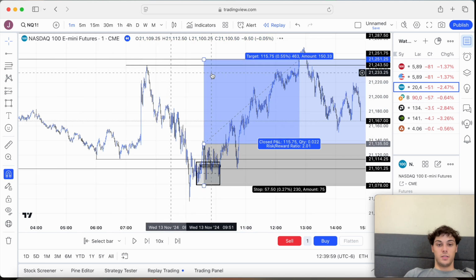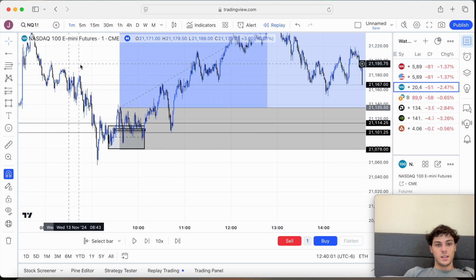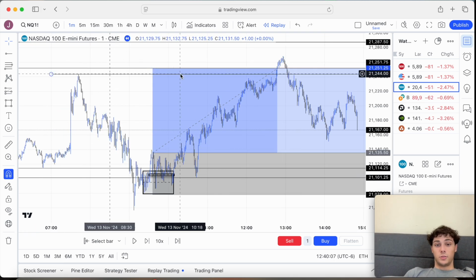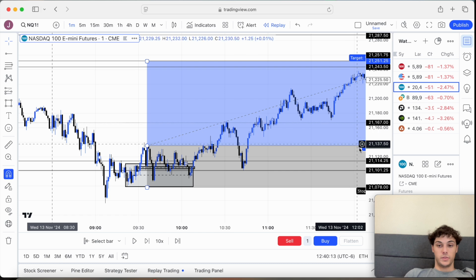So what happened here? Going over this again. Buy side gets hit. I keep saying sell side. What does it have to go to? It has to go to sell side. But how is price going to get there? Price is going to get there by getting into one of your confluences.